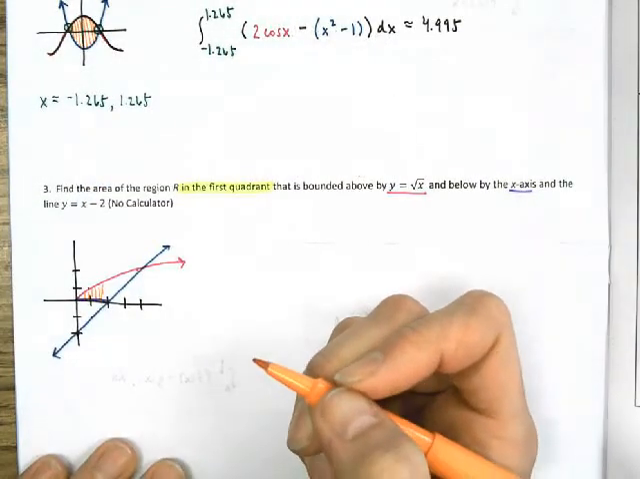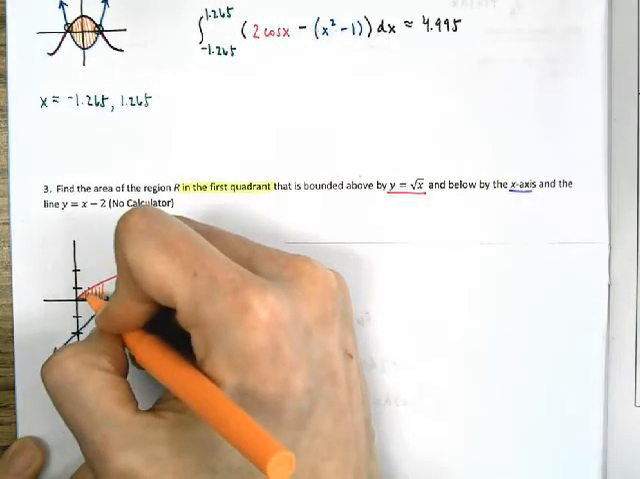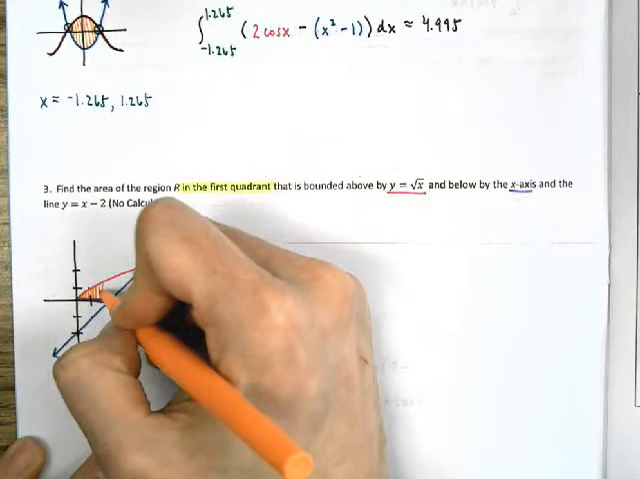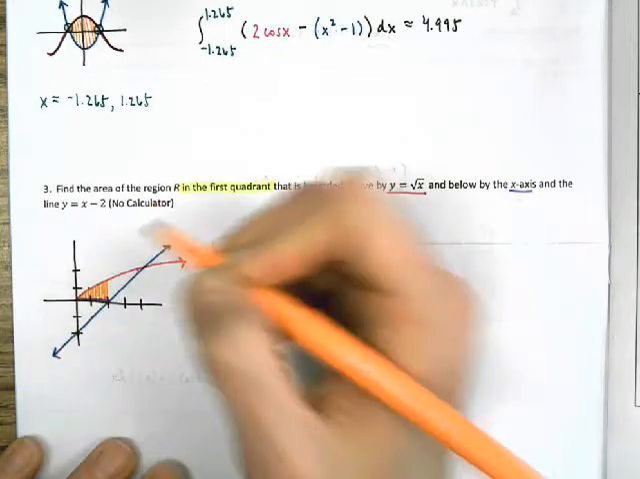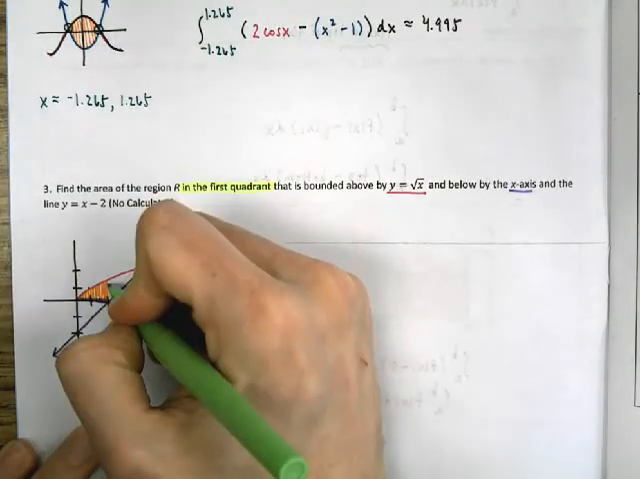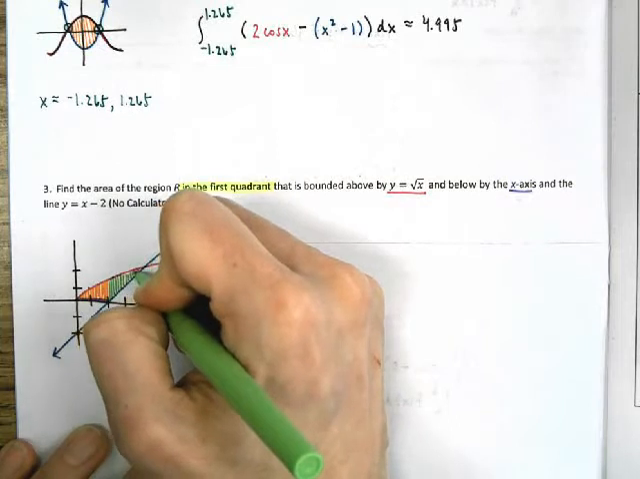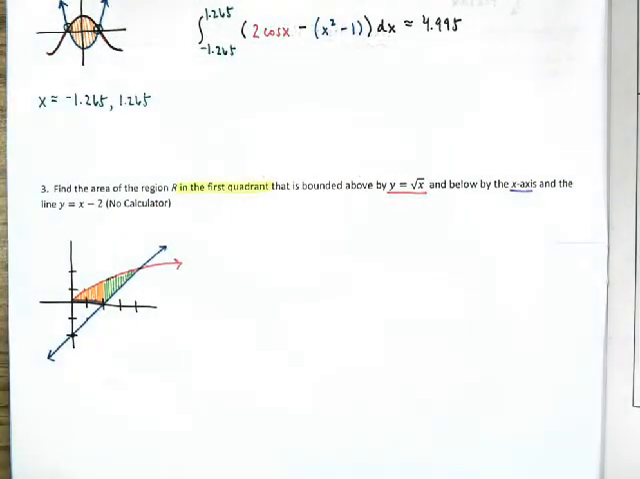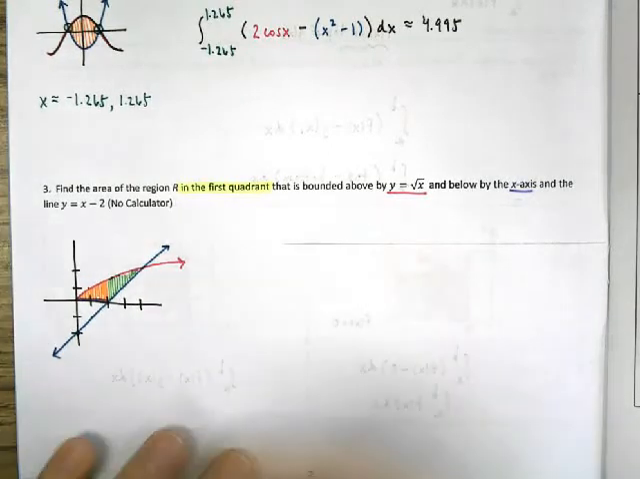Now here's what I want to notice, and here's why I stopped. If I start going from top to bottom, I know that my top is that kind of magenta color, and the bottom is my light purple. But what I notice when I get to that point is now my bottom curve changes. Instead of it being the x-axis, now I have the blue line as my bottom. So because that bottom changes, I'm going to need to split my integral up.